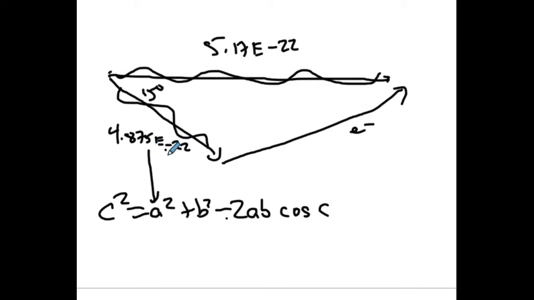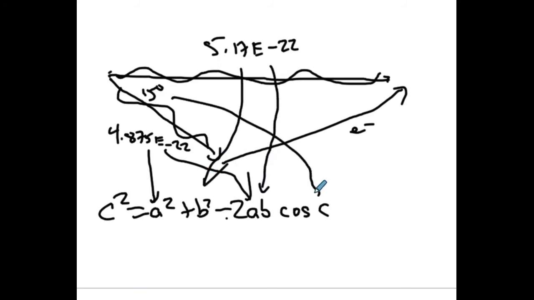I'm just going to make this be A and A, I'll make that be B and B, and the 15 degrees will be C, and this should work. So 4.875. I mean, it might not be perfect because I'm kind of skipping sig digs. I'm doing a poor job of that, to be honest.